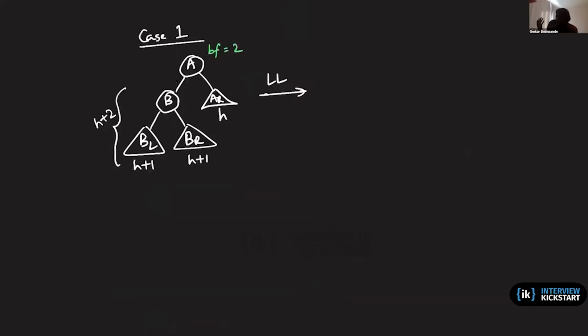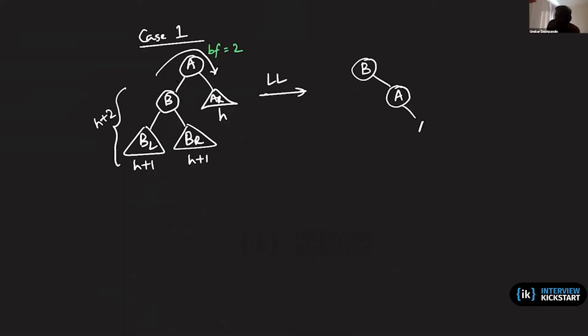Since it's not clear what to do, let's just try the simplest rotation, which is LL, and see if that restores the balance. So that's going to bring B, so B rises up, pushes A down. That's the direction of rotation.